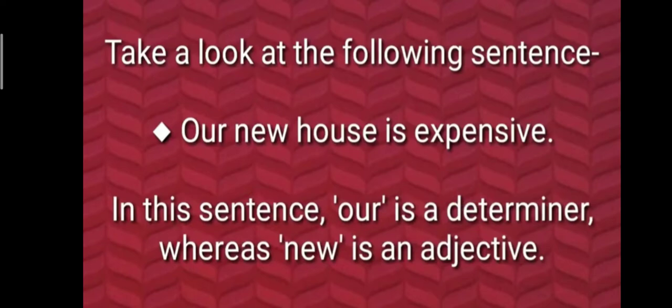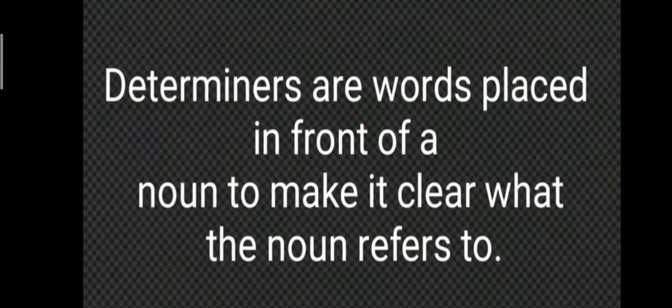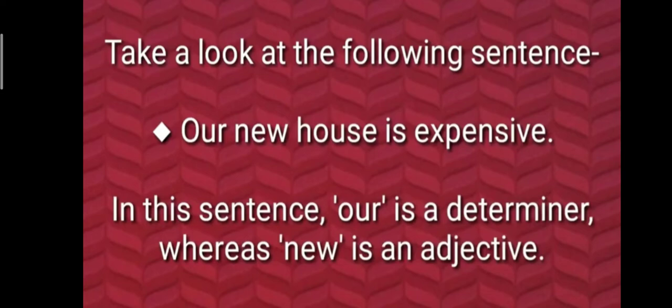Take a look at the following sentence. Our new house is expensive. In this sentence, our is a determiner, whereas new is an adjective. You can see that there are two words telling us about the noun house, our and new, out of which our is a determiner, whereas new is an adjective. You must be thinking how adjectives and determiners are different. So let's discuss how these can be differentiated and what their uses are.